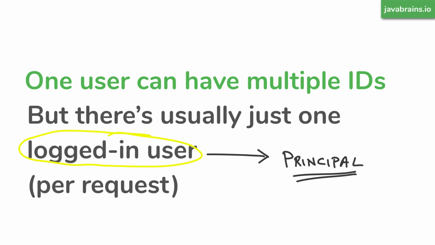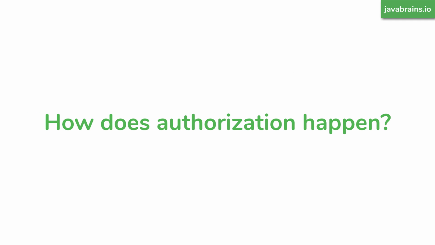So the best way to think of a principal is as the currently logged in user or currently logged in account. Okay, on to the fourth term and the fourth concept. We've looked at how authentication happens, knowledge-based or position-based or whatever else. Now, how does authorization happen? How does the application decide whether or not to allow a particular access?